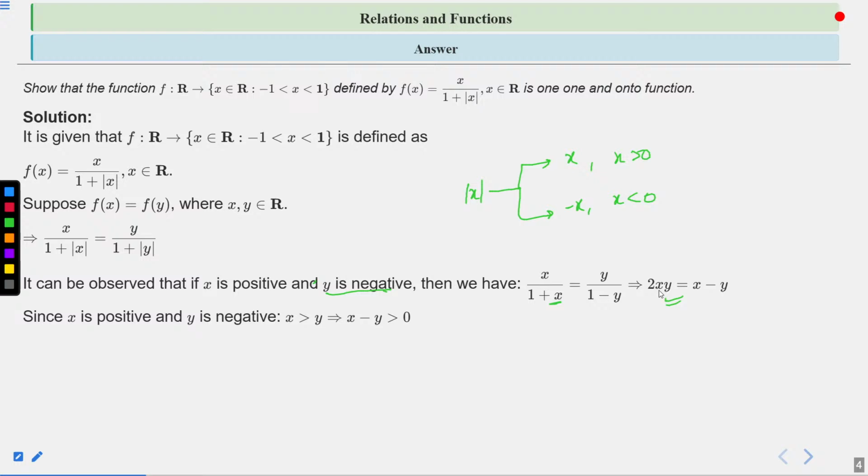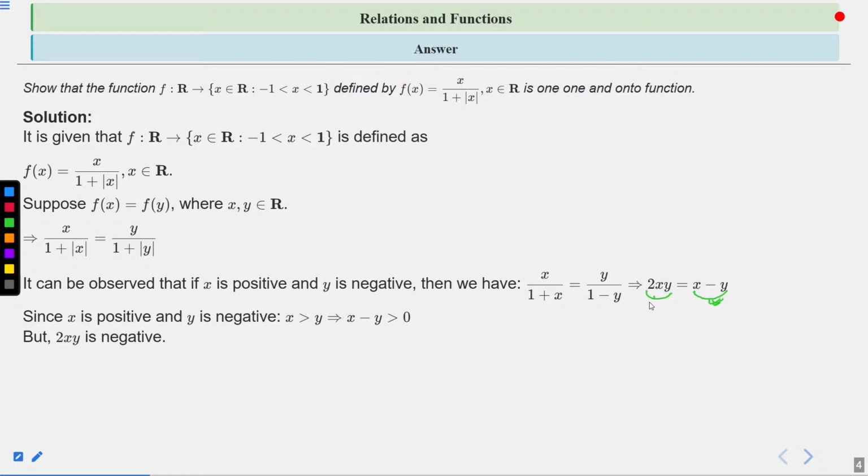When you solve this, you will get 2xy is equal to x minus y, right? Now since x is positive and y is negative, therefore x is greater than y, therefore x minus y should be greater than 0. Got it? X minus y should be greater than 0. But since x is positive and y is negative, therefore 2xy is negative, right? So we are given an equality in which 2xy is equal to x minus y. X minus y is always positive, but 2xy is always negative. Can it be true? No, right?